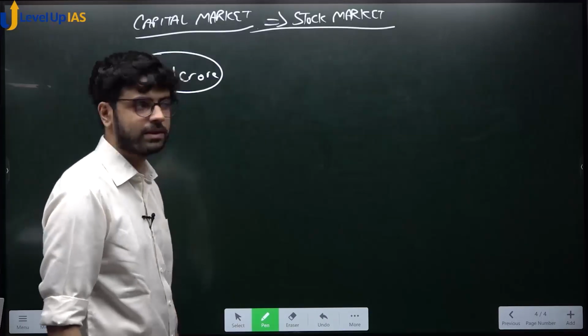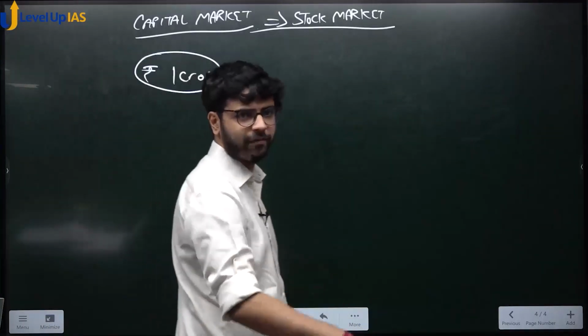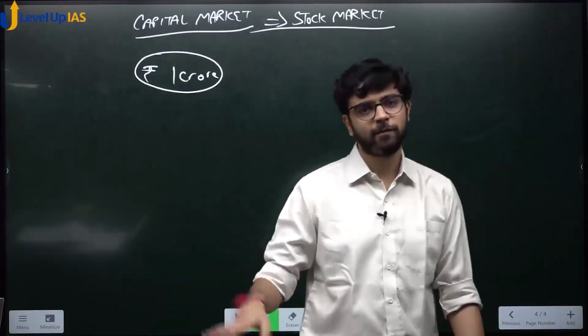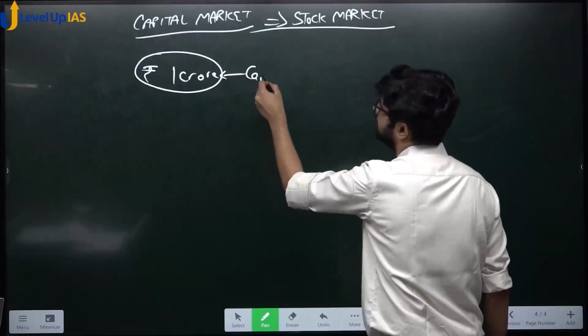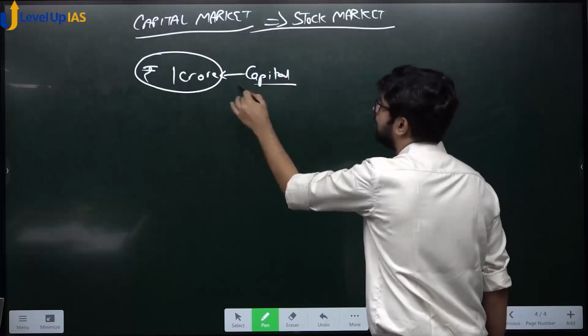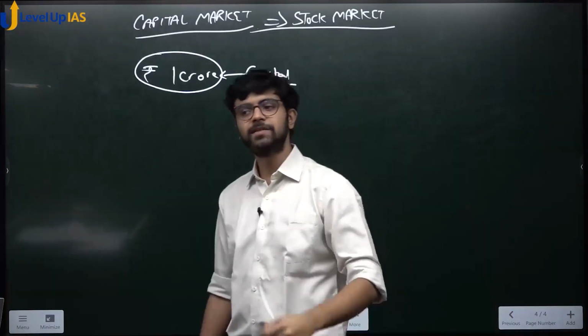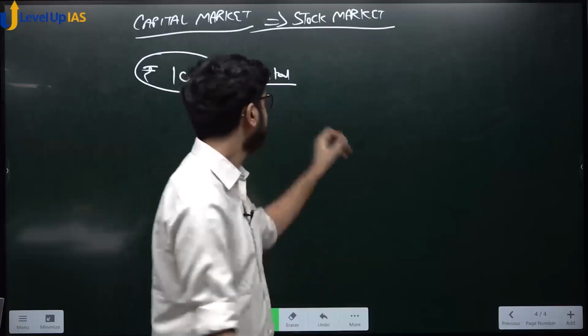We need 1 crore rupees, right? Now some will be given by friends, some by family, some by banks. Yes or no? This 1 crore rupees is called the capital. Do you agree with this? Because what is capital? Capital is the money invested by the owner in the business. ठीक है?